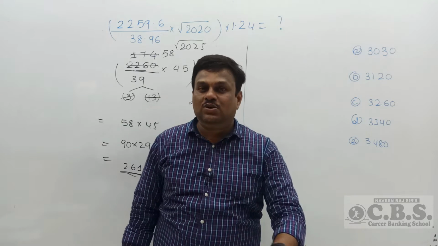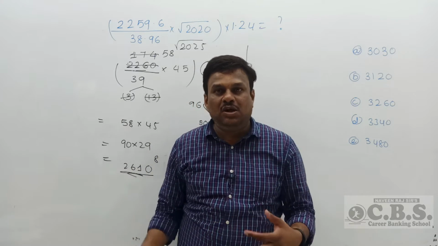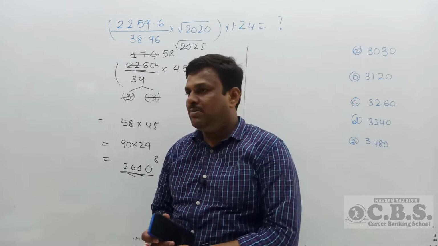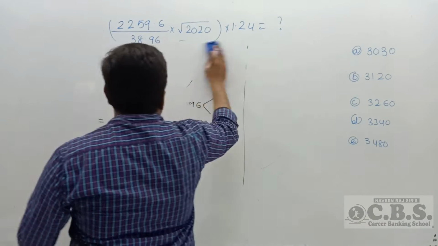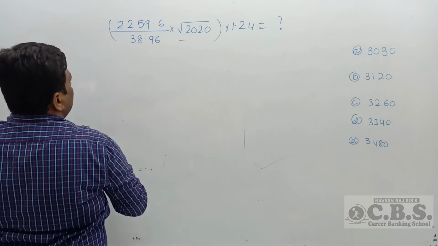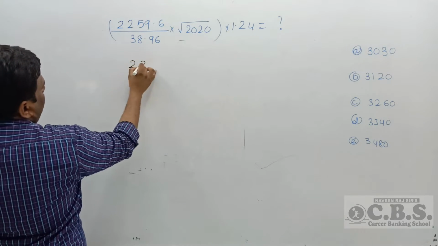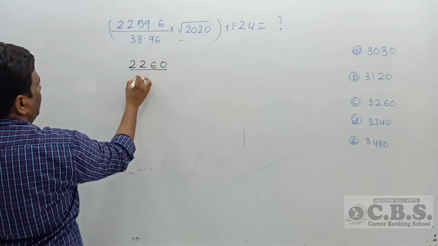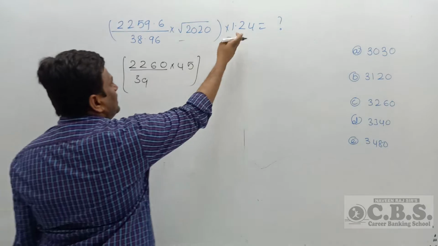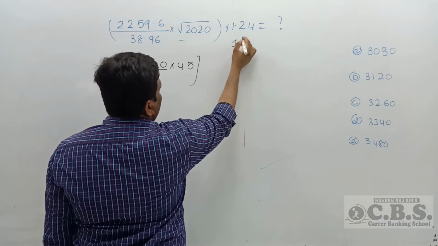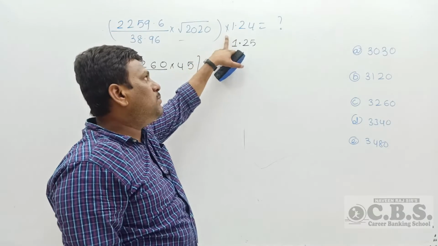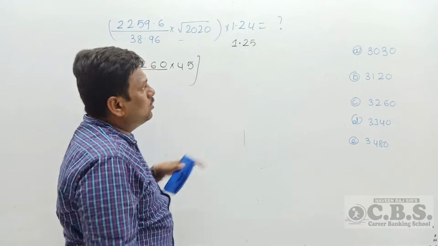Let's solve this question with the basic fundamentals we discussed in the previous session. Okay, so let's go for our main method to answer this question. As usual, what is the approximate value of this one? 2260 divided by 39. What is it? 45. So don't take the approximate of 1.24 as 1. Which value is near? 1.25 is near. What is the near value of 1.24? 1.25 is the near value.